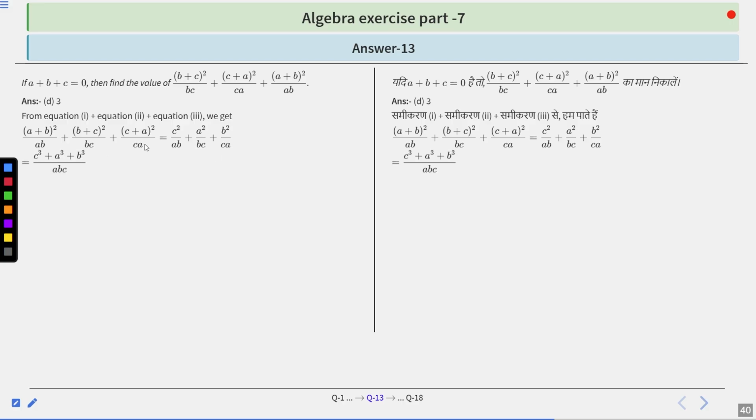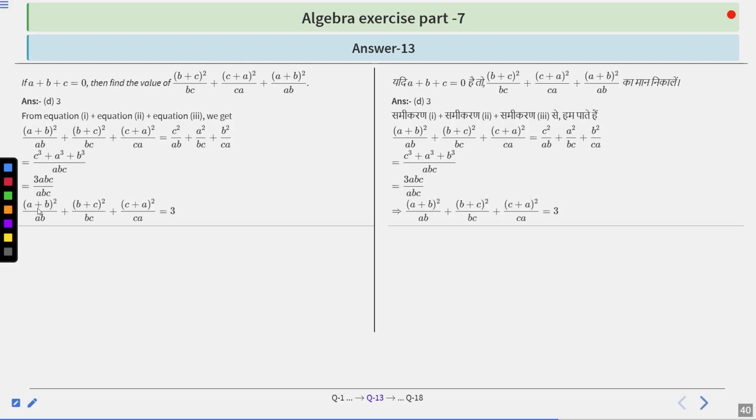That is equal to, this thing on simplification will give us (c³ + a³ + b³) upon abc. a³ + b³ + c³ is equal to 3abc if a + b + c is equal to 0. So 3abc upon abc. Now abc will cancel out abc, so only 3 will remain. So we can say that (a+b)² upon ab plus (b+c)² upon bc plus (c+a)² upon ca is equal to only 3. Option number D, 3 is the correct answer.